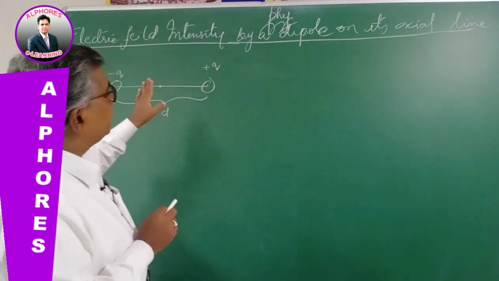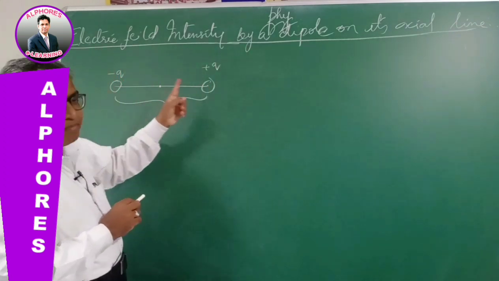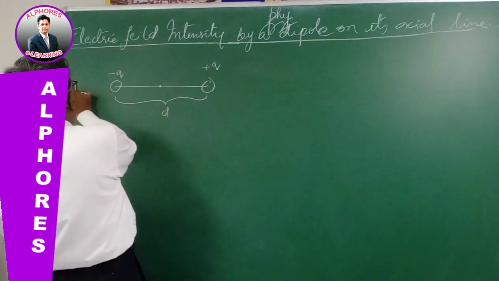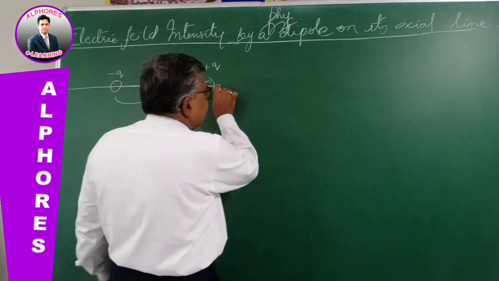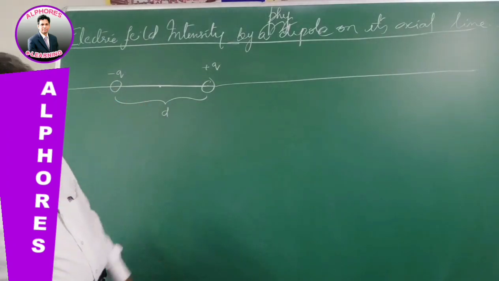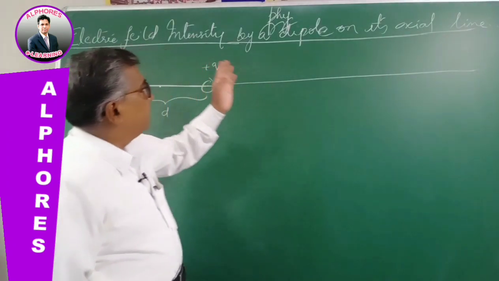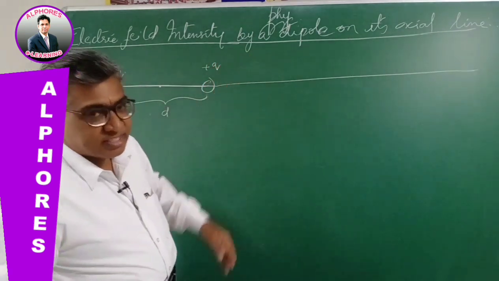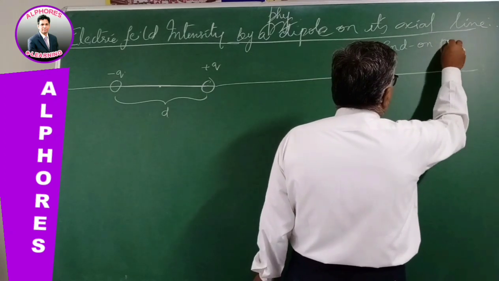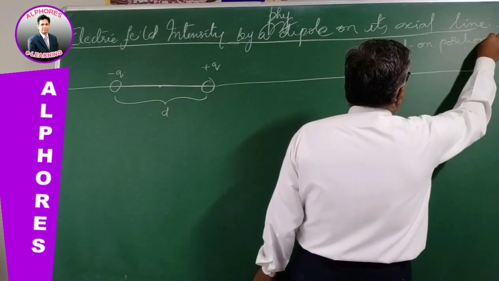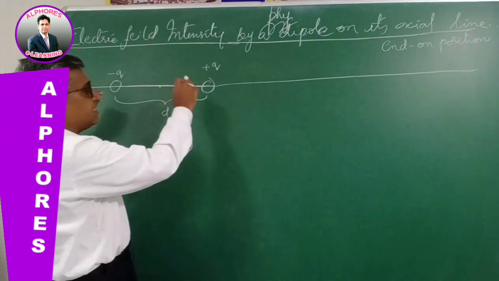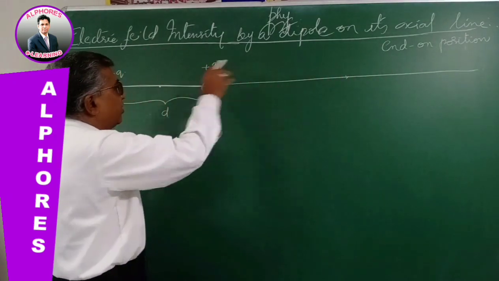Here it is the line joining the negative and positive charge passing through the midpoint. The line passing through the midpoint and joining the negative and positive charge of a dipole, both the charges, is termed the axial line, right? So electric field intensity by a dipole on its axial line is sometimes technically termed the end-on position. When a dipole is placed like this, a point on the axial line is the end-on position for this dipole.